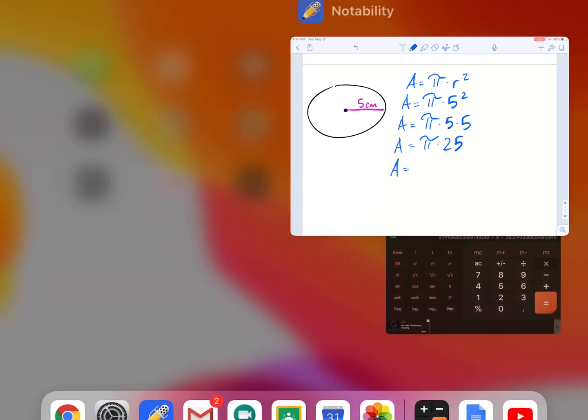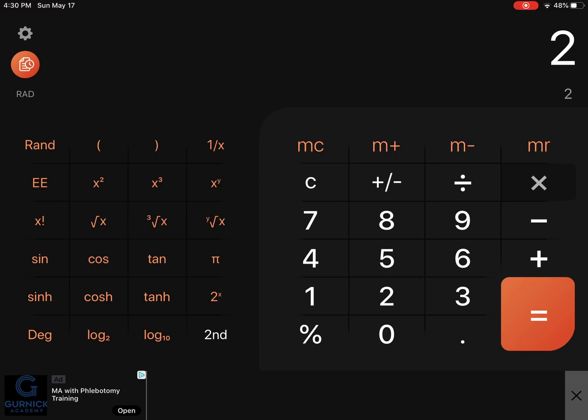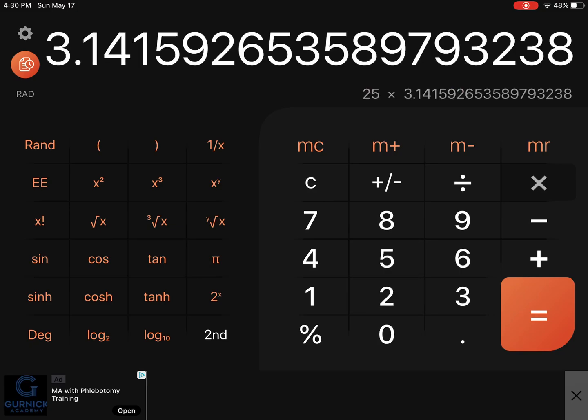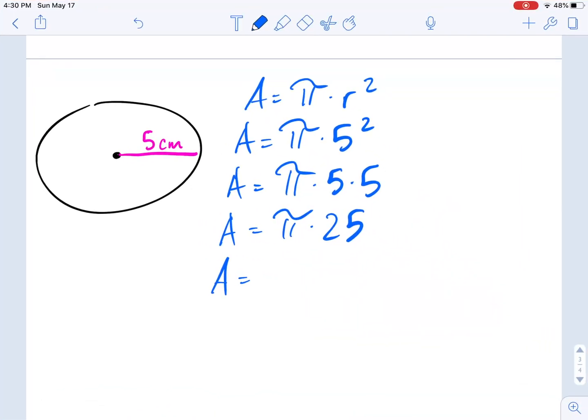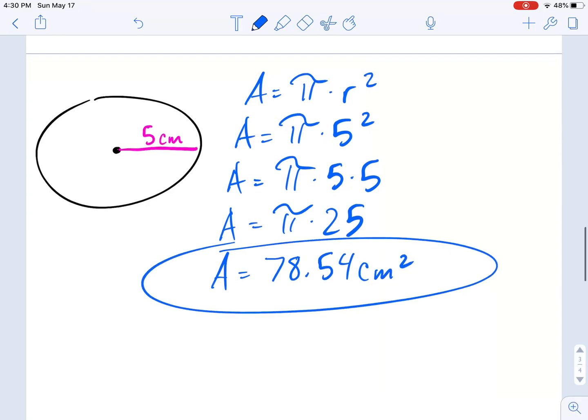And I know that 5 times 5 is 25. So then I'm going to go into my calculator and say, what's 25 times pi? It equals 78.539, so 78.54. 78.54 centimeters squared. Okay, so that's how you'd find the area.